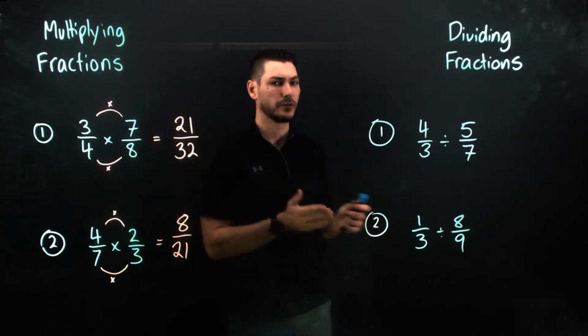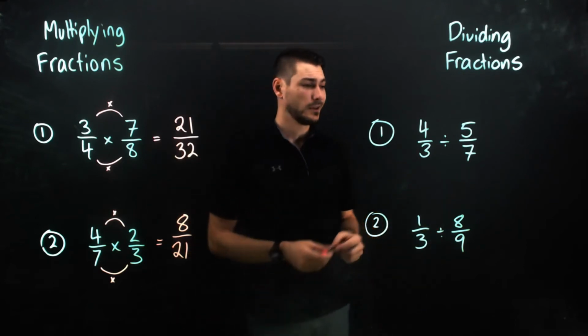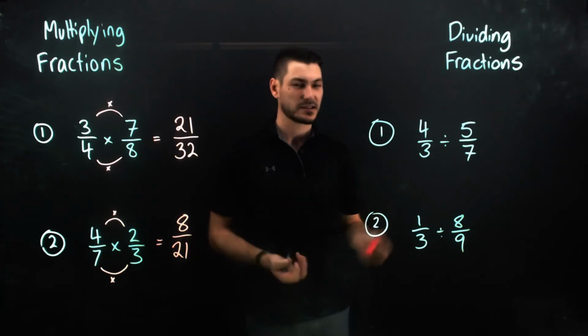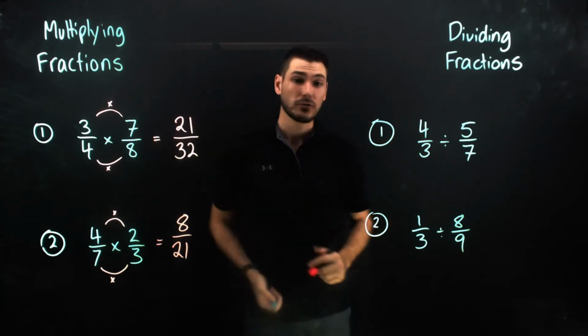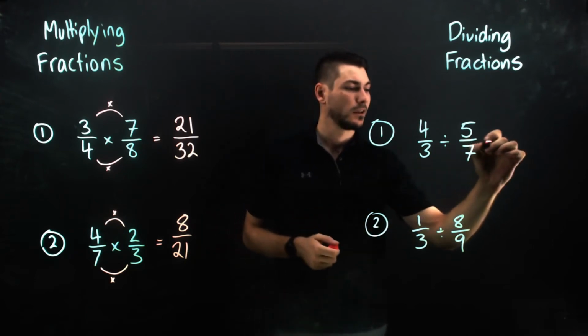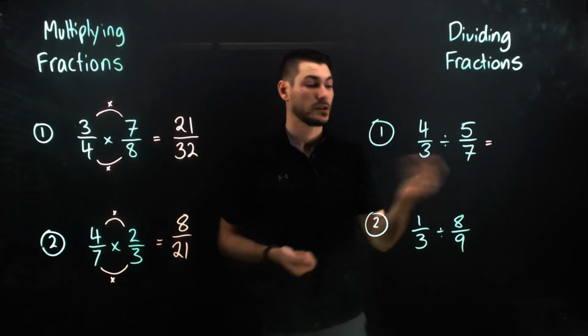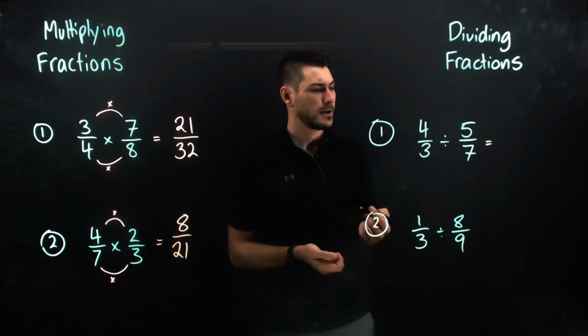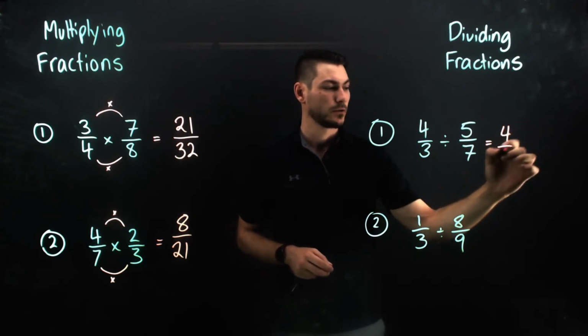Now, over to dividing. There's only one extra step in dividing fractions. I'm going to express it in a different way. I'm actually going to express the division as a multiple. And for now, just take my word for it that this works. Potentially in another video, I'll show why this works. But for now, 4 over 3 stays the same. I'm going to leave it as 4 over 3.